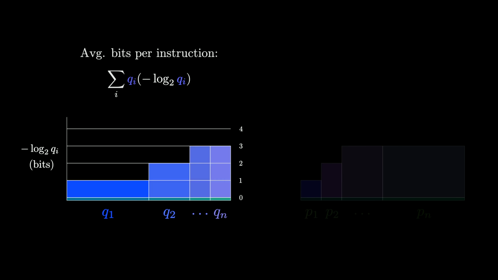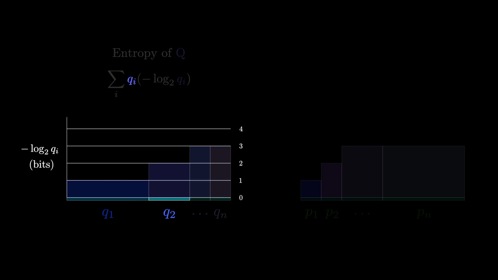This sum was the other key term we had in the last lesson, the entropy of Q, and we visualized it as the area of this diagram. Each bar represents one part of the weighted sum. Its width is Q, and its height is the negative log base 2 of Q.